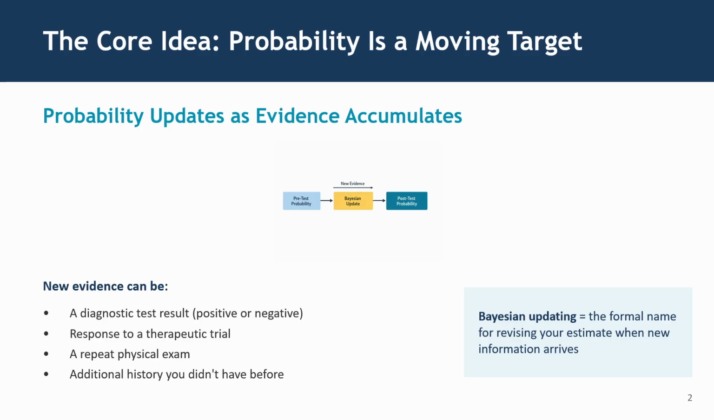Importantly, Bayesian updating isn't just for lab tests. It applies every time you get new information. A therapeutic trial is Bayesian updating. A follow-up exam is Bayesian updating. A call from the referring vet with additional history is Bayesian updating. This is the engine of clinical reasoning.